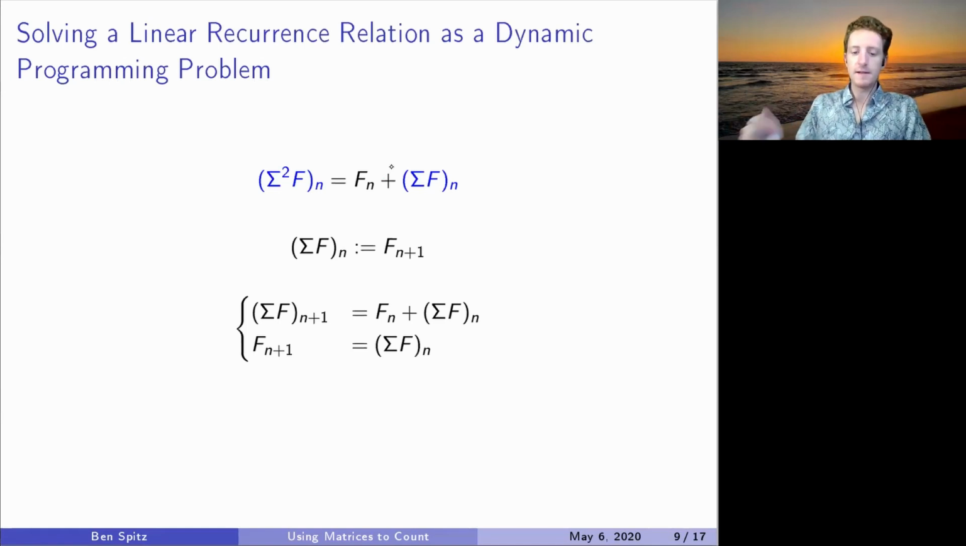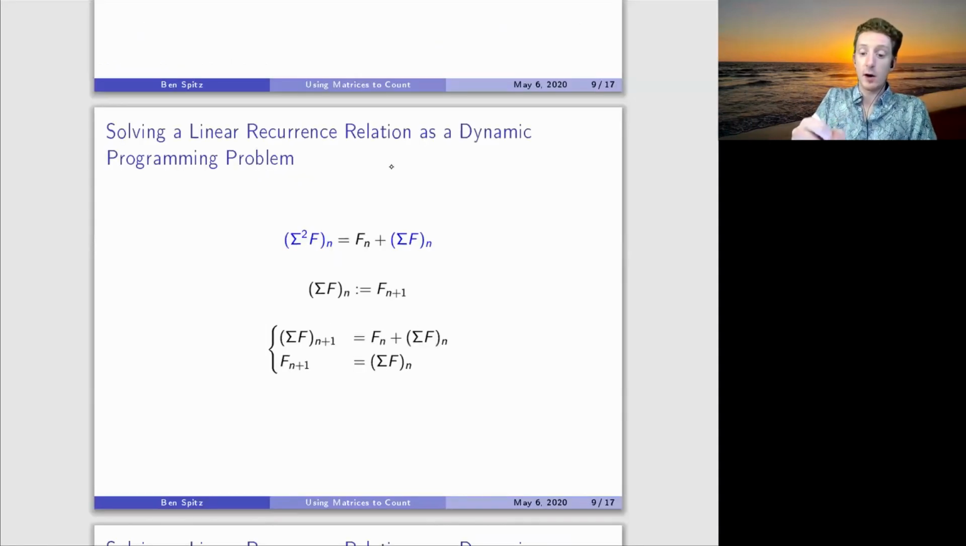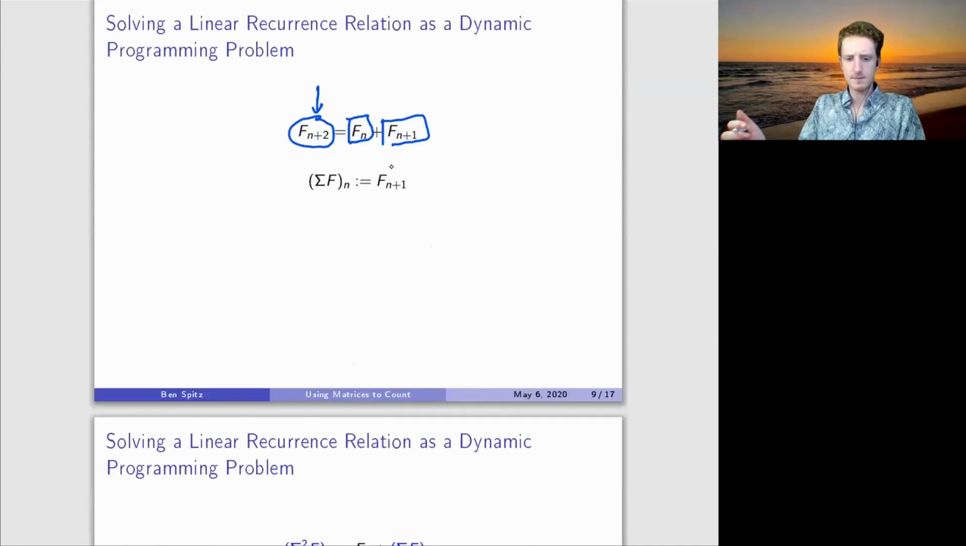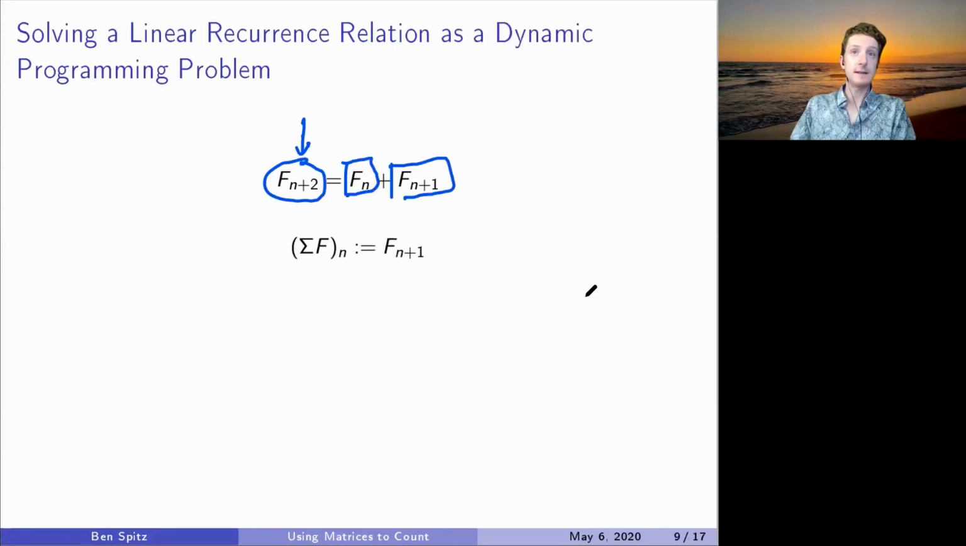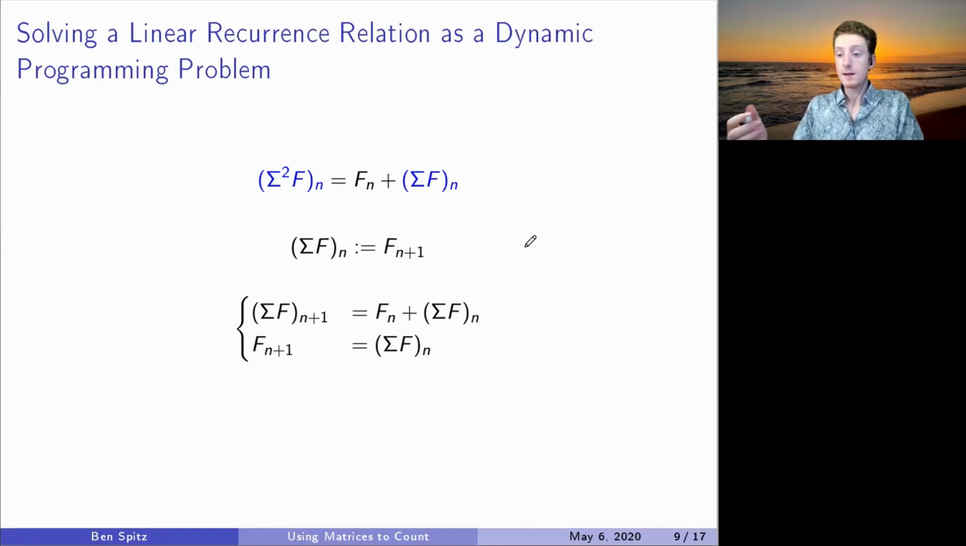So the advantage of writing the equation in this way is that all the indices over here are n. So what I've really done is written this sequence sigma squared f as a sum of f and sigma f with all the same indices. In other words, this is really a sum in the vector space of sequences, if you like.